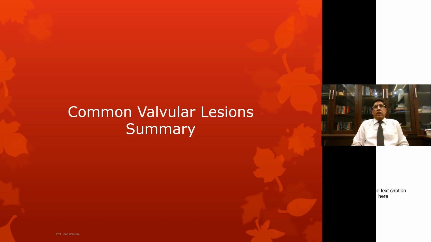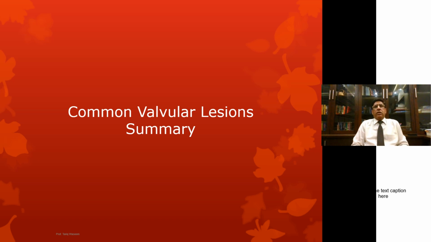This ends the valvular pathologies. Some of them, as we said, are because of rheumatic heart disease. Some of them are because of degeneration. Some of them are because of some abnormality in the vasculature or disease of the aortic root.